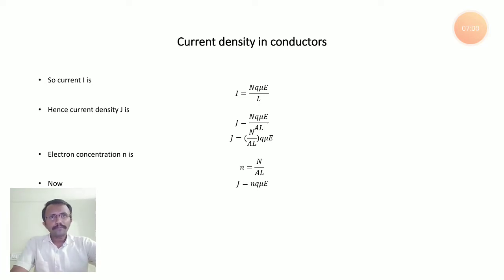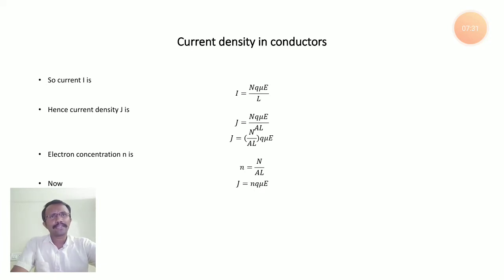Okay, so once you know the current I, what is the expression for current density? J is equal to I by A. Now current I, that is the current flowing through the conductor, is equal to NQ mu into E by L. When you put this current in J is equal to I by A, current density capital J becomes NQ mu times E divided by A into L. Already you know all these terms.